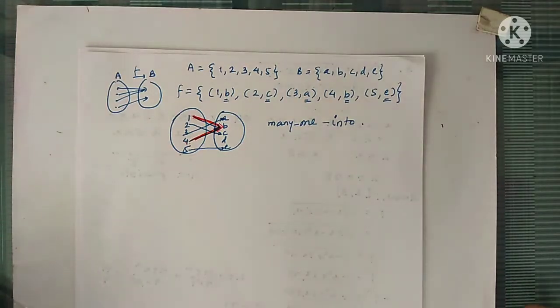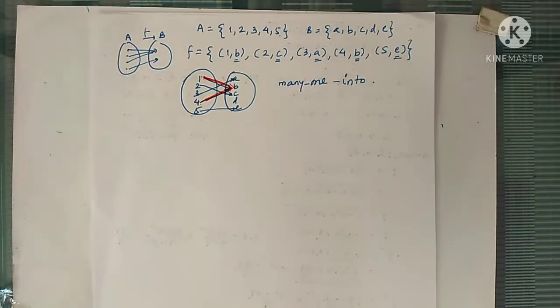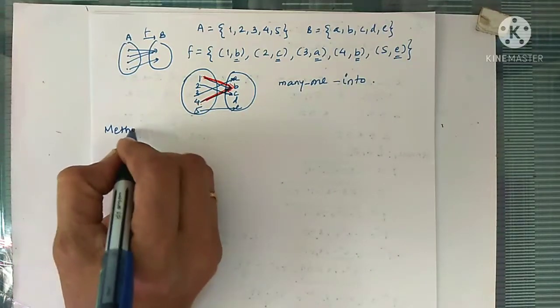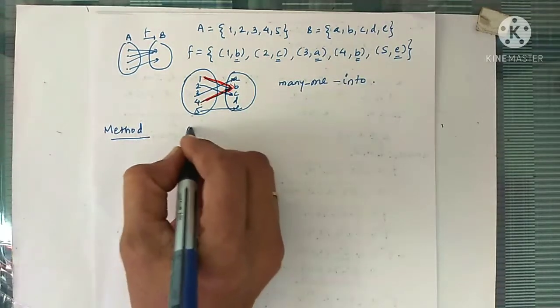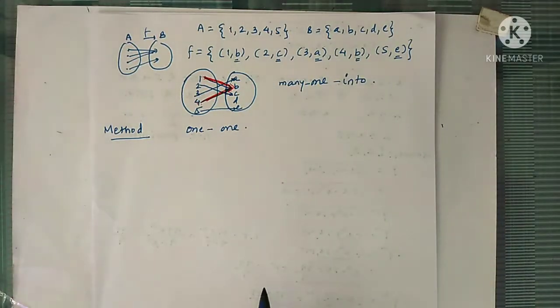When set A and set B have very few elements, we can draw the arrow diagram. But if the function is from R to R, it's really not possible to draw the arrow diagram. So what is the method to find out whether the function is 1-1 or many-1, and into or onto?